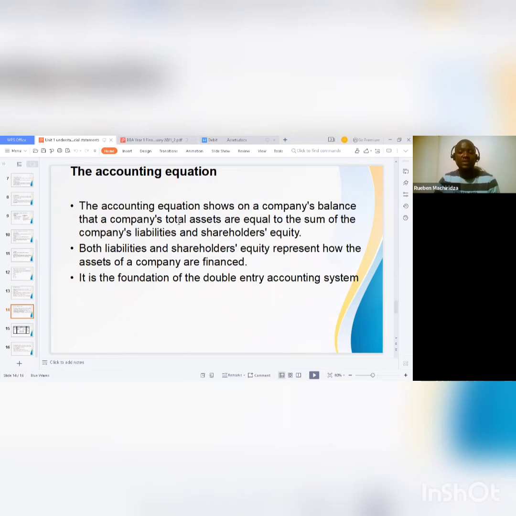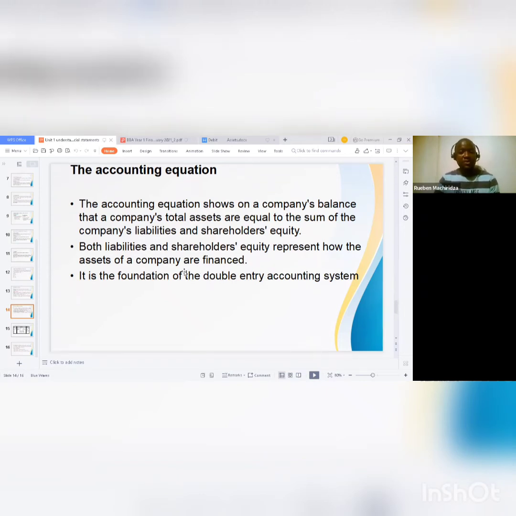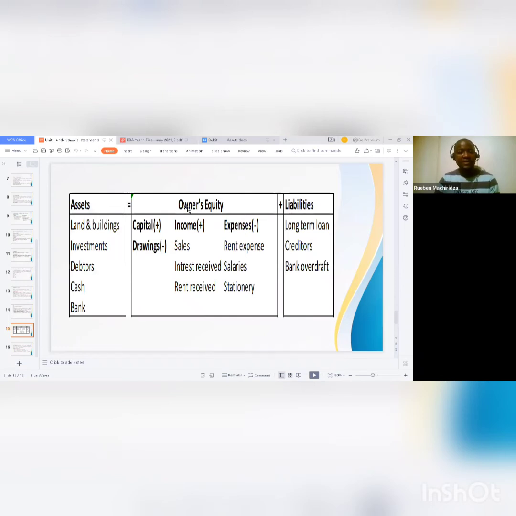So it is the statement of financial position that guarantees the balancing of what? Of the accounting equation. So the statement of financial position should always be in balance because the accounting equation should balance at all times. Both liabilities and shareholders' equity represent how the assets of a company are financed. What do we mean by this? When we come to our equation here, these are liability and these are owner's equity. They both represent how the assets of the company are financed.